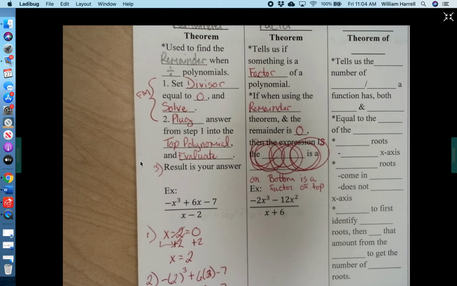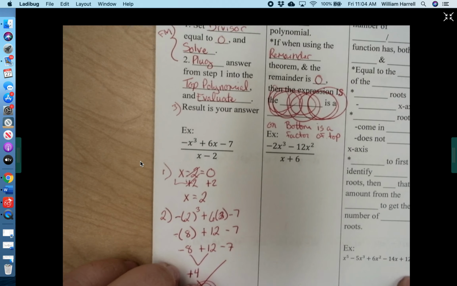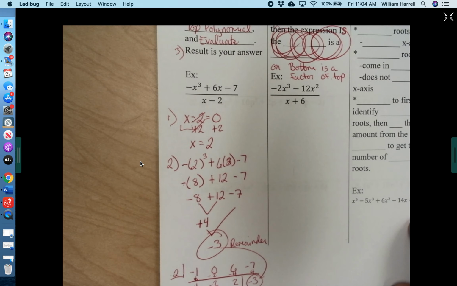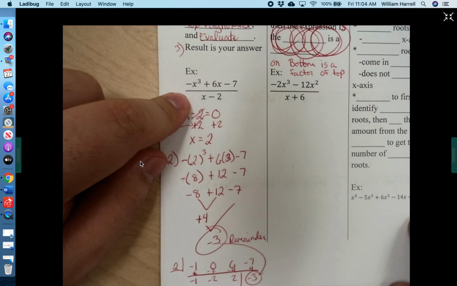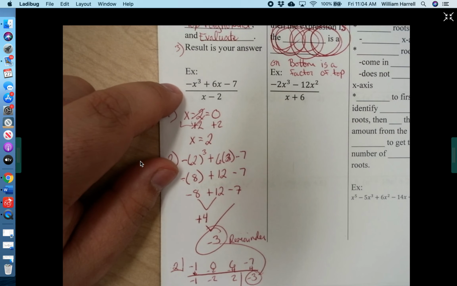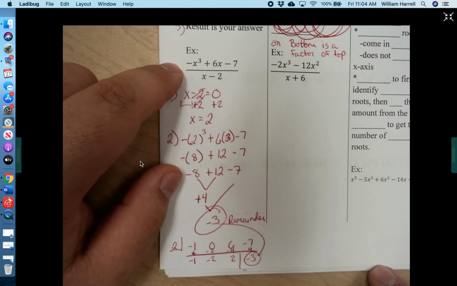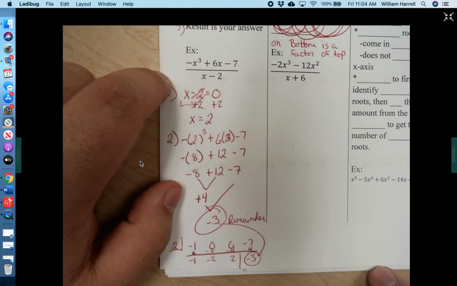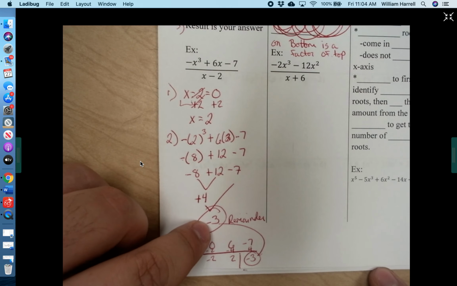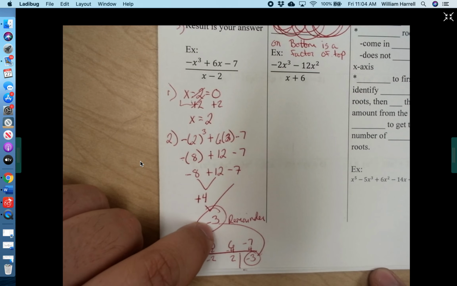So it's that simple. If I want to use the factor theorem for this example over here, I'm going to say x minus 2 is not a factor of negative x cubed plus 6x minus 7, because when I evaluate the top function or piece of the polynomial, the remainder is negative 3, which is not equal to 0. Therefore, it's not a factor.